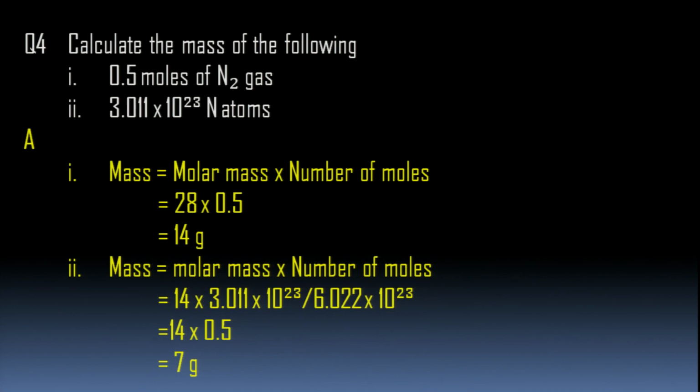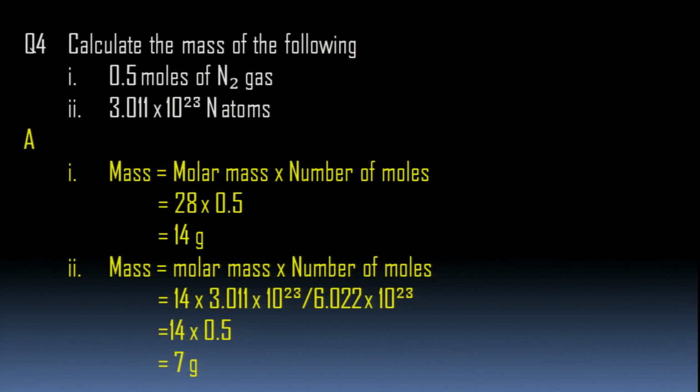One more. Calculate the mass of the following. What is the given? 0.5 moles of nitrogen gas, N2 gas. Here moles is given. You have to determine the mass. Mass is equal to molar mass into number of moles. What is the molar mass of N2? N is 14, N2 is 28.